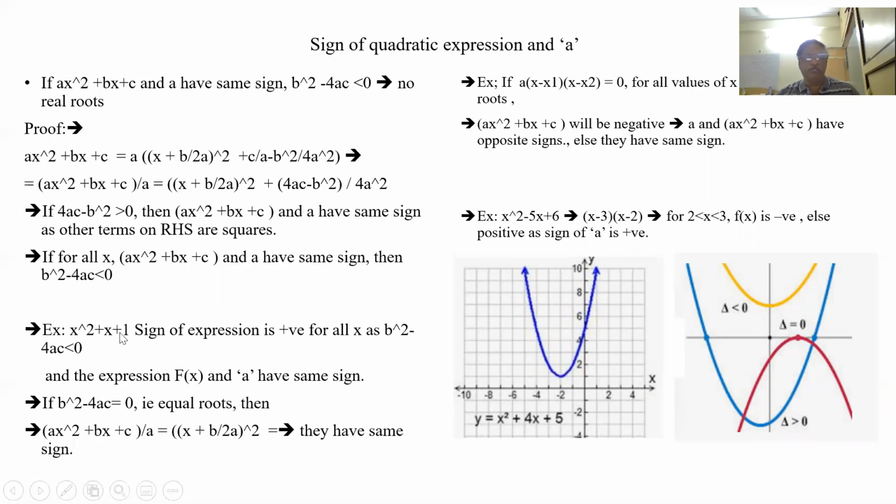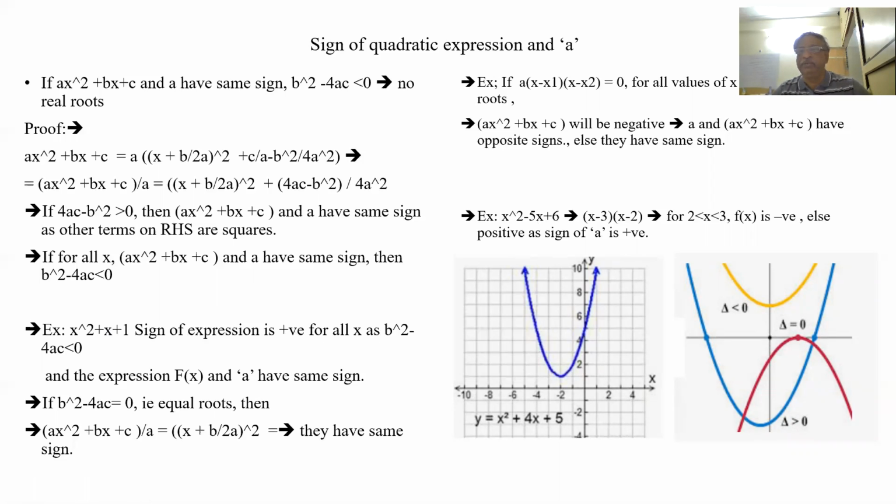Here we know b square minus 4ac is less than 0 and a is positive. That means both have the same positive sign. Both have the same sign. If a is positive, the curve opens like this, and b square minus 4ac is less than 0 means it is like this curve. So both have the same sign, that is positive. The expression is positive for all x. That is another example.